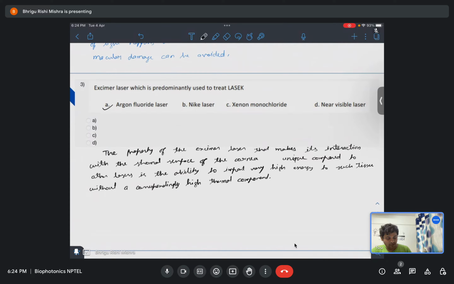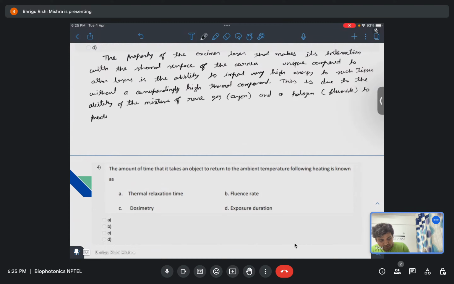Why this ability of these lasers? This is due to the ability of the mixture of a rare gas, in this case it is argon, and a halogen, in this case it is fluoride, to produce a wavelength of 139 nanometer. This is in the UV region, so that means it contains very high energy.